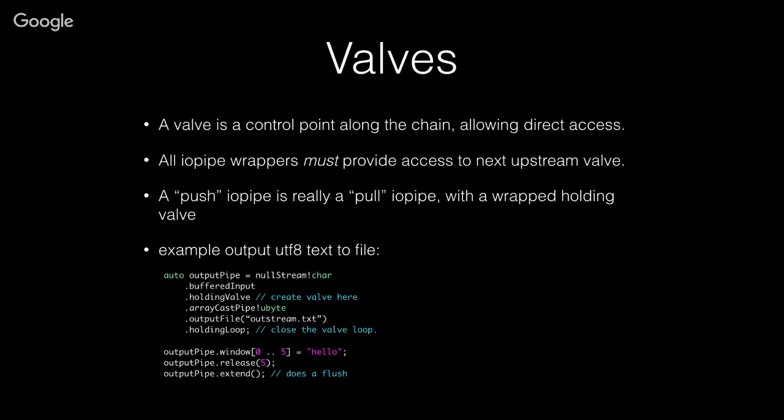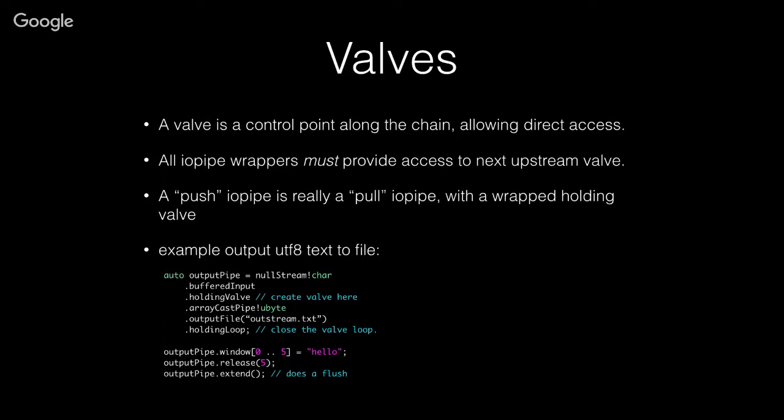I know that's confusing, but it does work. Valves don't need to be automatically pulled with this loop and stuff. It's just some way to access an earlier part of the pipeline. So I actually have a simple valve which just gives you access to an upstream part.